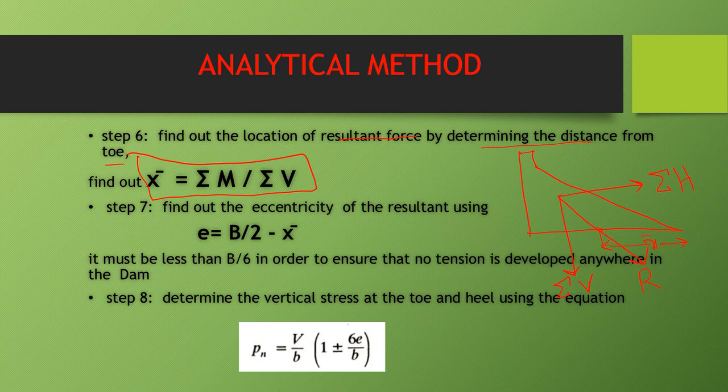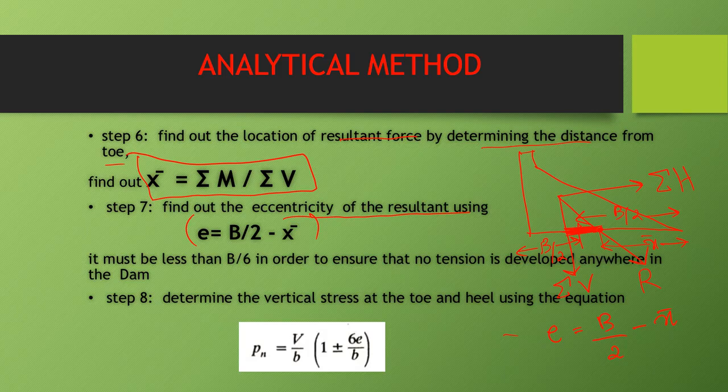So we need to find out this x bar, and for that we have x bar equal to sigma M by sigma V, and after that we have to find out the eccentricity of the resultant using e equal to b by 2 minus x bar. That is, eccentricity is the distance between the point of intersection of the resultant with the base of the dam and the midpoint of the base. That is, if this is b by 2 and this is also b by 2, we have eccentricity e equal to b by 2 minus x bar, that is this distance.